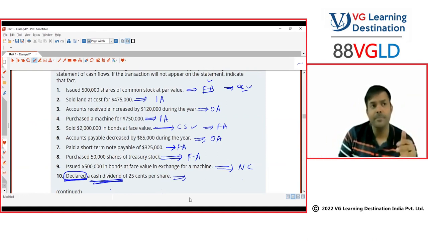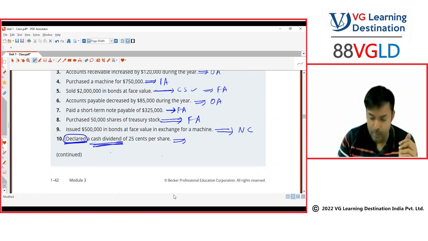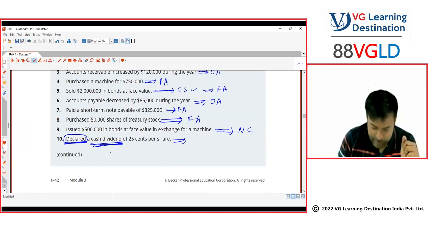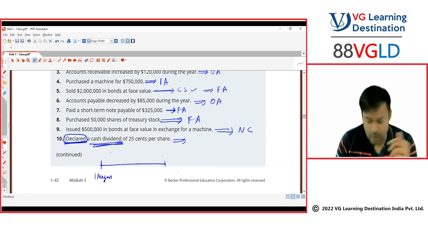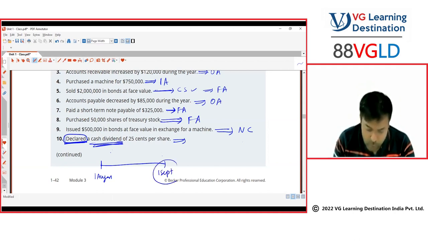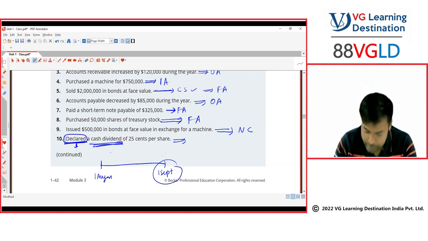Understand the difference, guys. The company is going to declare, but it's not going to be the case that the moment the company declares, they immediately pay. There is generally a gap. If the company has declared, let's say, on 1st of August, it might take almost 15, 20 days or a month, so maybe they actually pay it on the 1st of September. So declaration is not a cash outflow. When you declare, is the cash outflow happening there? No. Cash outflow will happen here. That's why it could be non-cash.